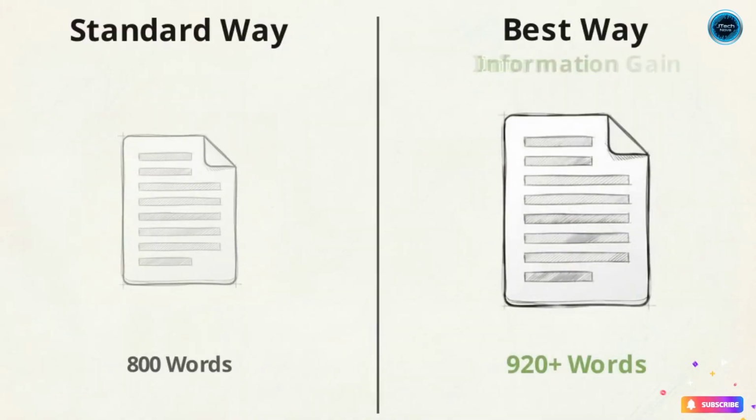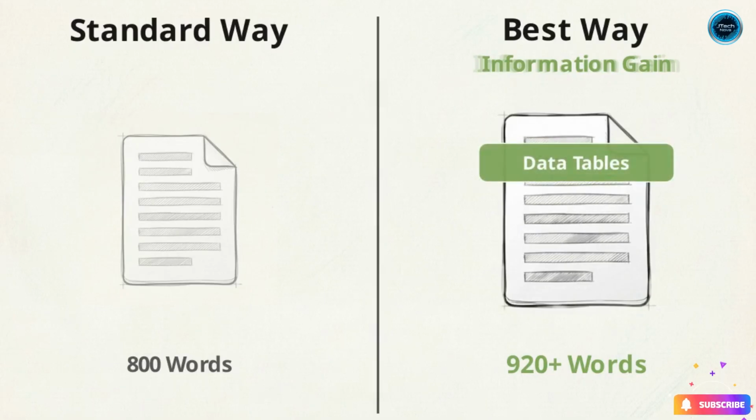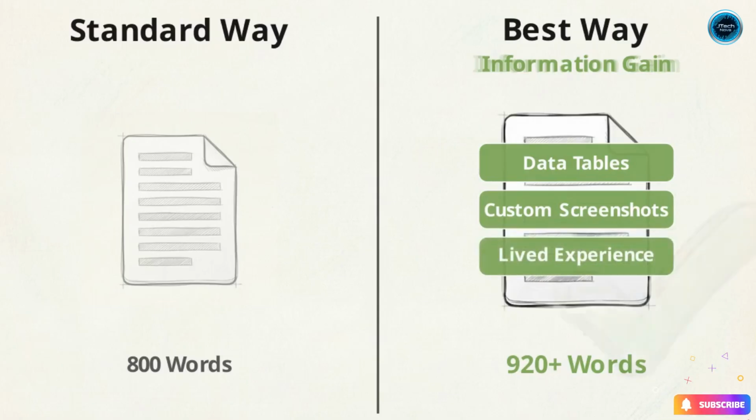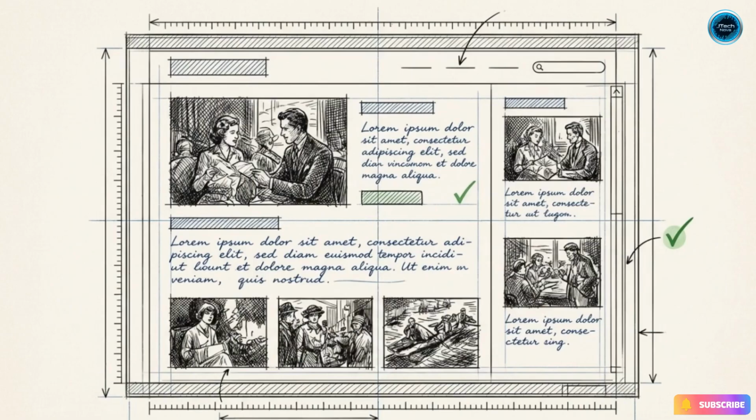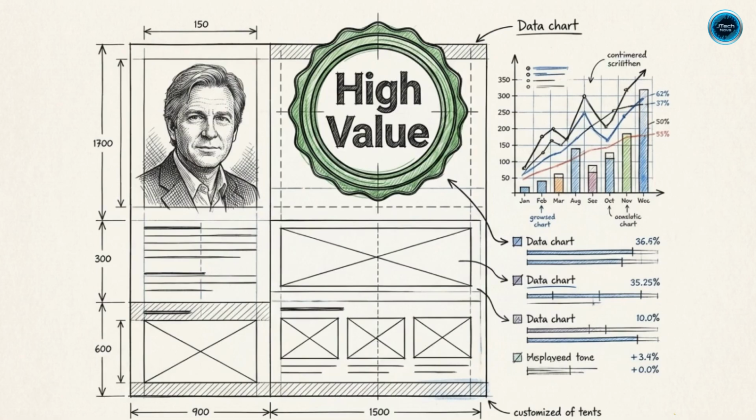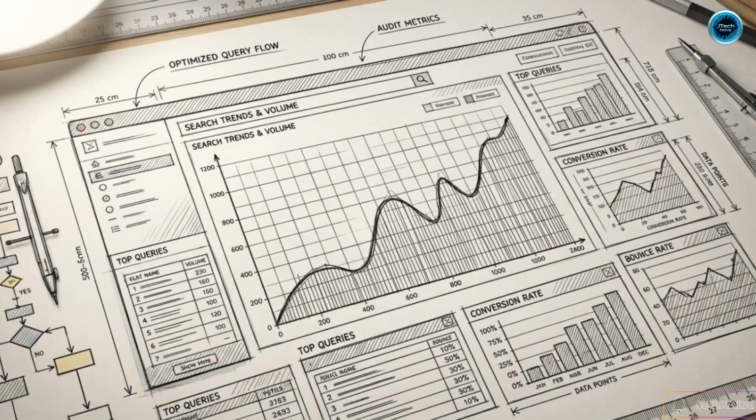To achieve information gain, you have to include proprietary data, original comparison tables, custom screenshots from your own testing, or specific lived experiences. You can use AI as a structural scaffold, but you have to strip out its generic bones and replace them with your own verifiable knowledge. Injecting your own proprietary human perspective is the most effective way to prove your content's value and beat the low-value content filter. Step 4 is the indexing velocity audit.